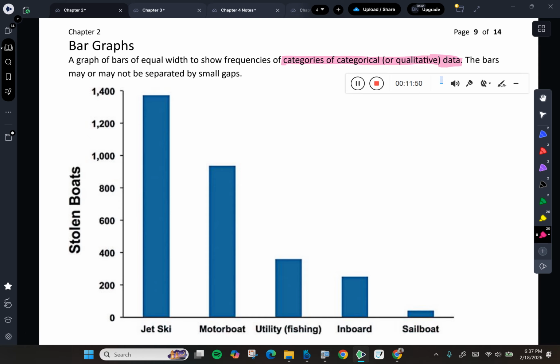And then I look at this and go, looks like jet skis are the most stolen at about 1,400. And it goes down from there. Pretty much nobody's stealing any sailboats. Okay? Jet skis and motorboats, those are what's getting stolen. 1,000 and 1,400 or so. Okay? So I got a bar graph. A bar graph is good for categorical data. It represents how many. We've got frequencies on the vertical axis, and then we have our categories on the horizontal.